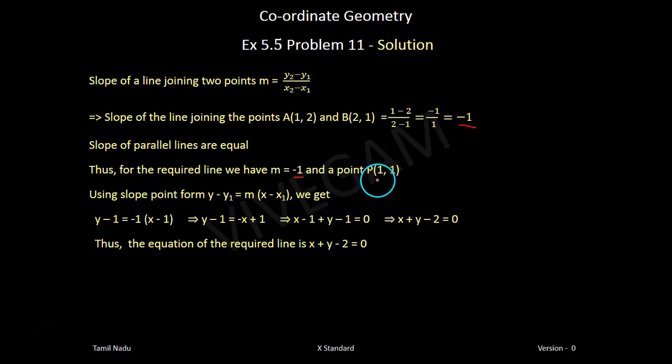And we also have one point P on it, (1, 1). Now you use the slope point form, where m is the slope and (x1, y1) is the point. So y minus y1, that is y minus 1, equal to the slope, minus 1, into x minus x1. x1 is 1 here. So y minus 1 will be minus x plus 1. So this will become x plus y minus 1, and this will also become minus 1. So it will become x plus y minus 2 equal to 0. This is the equation of the required line.